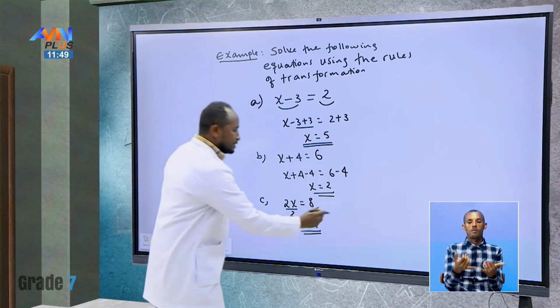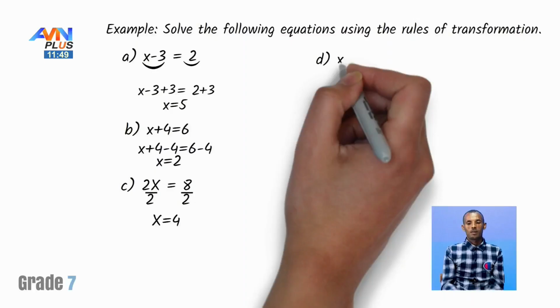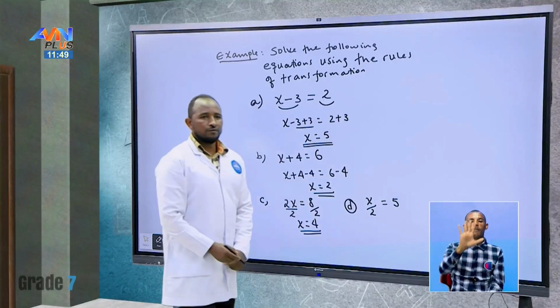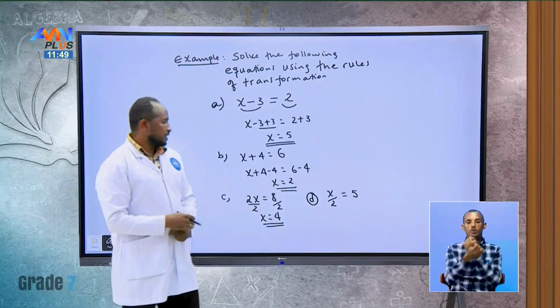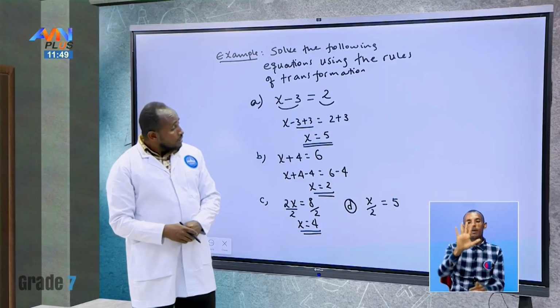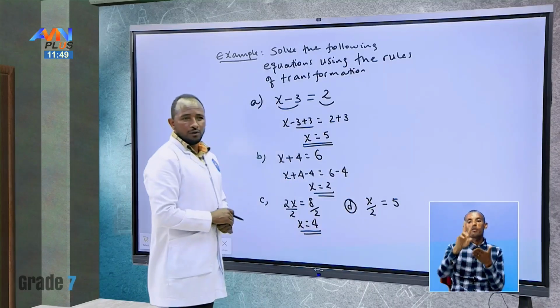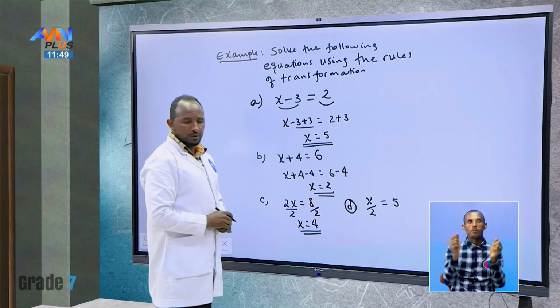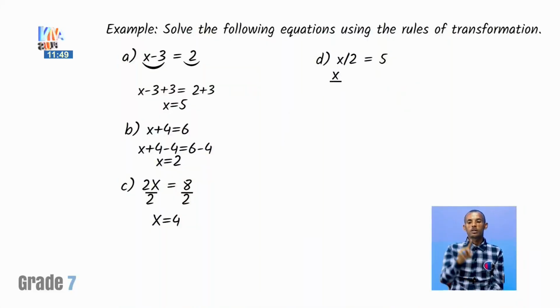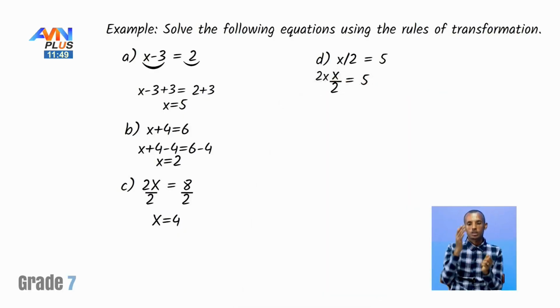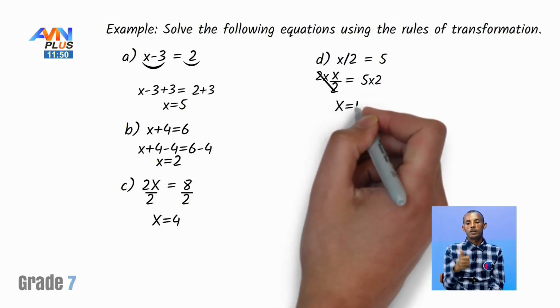Now, let's see D. x over 2 is equal to 5. How do you solve this? To find variable x, we have to remove 2. How? By multiplying both sides by 2. This cancels out, and x is equal to 5 times 2. The value of x will be 10.